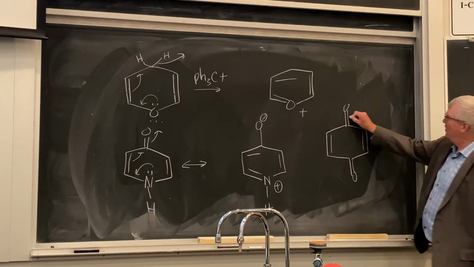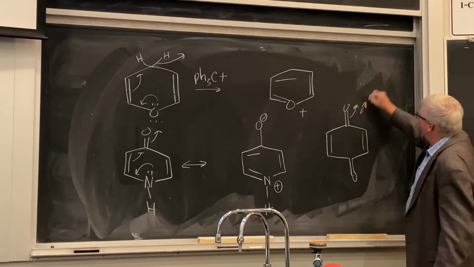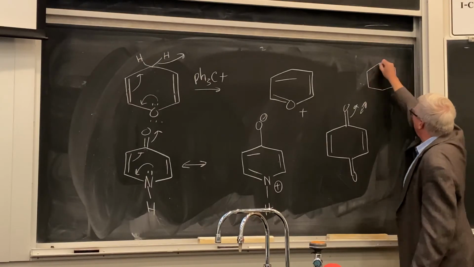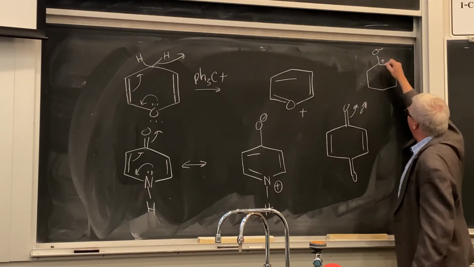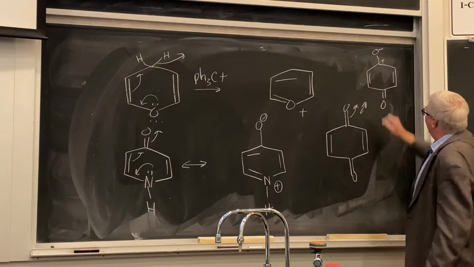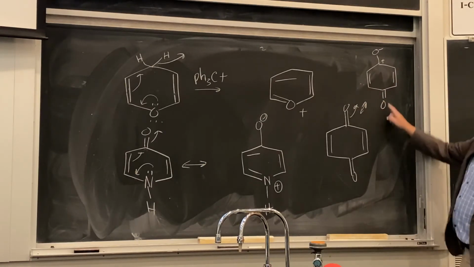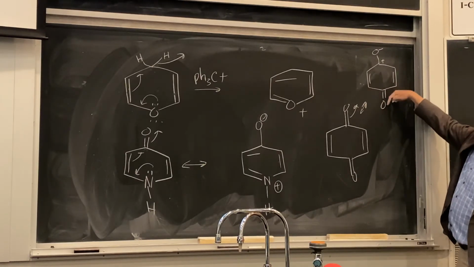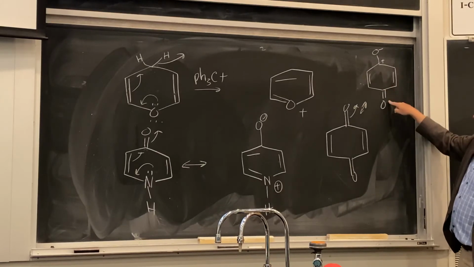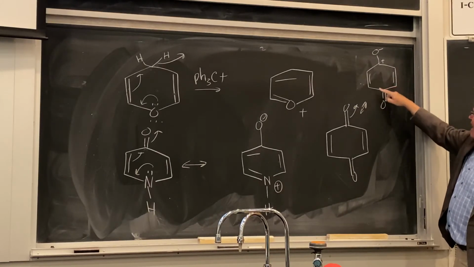Let's see, if we draw a resonance structure like that, what do we get to? We have O minus, we have a cation there. Can we get the 6 pi electrons? Well, you could say that, but this is exo to the ring. It all has to be within the ring and continuous. So definitely not aromatic here.